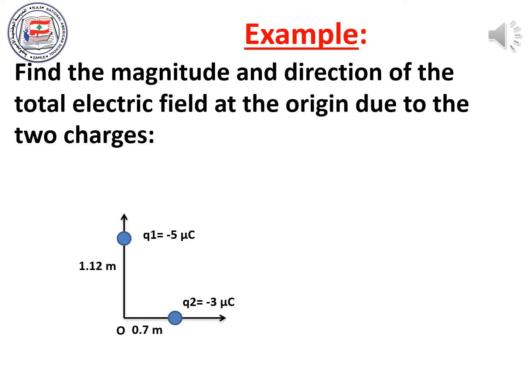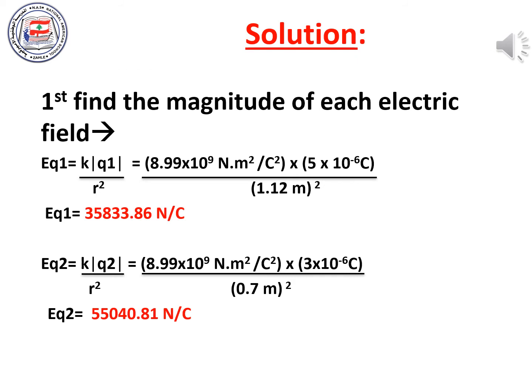Example: find the magnitude and the direction of the total electric field at the origin due to the two charges. Q1 is equal to minus 5 microcoulombs and Q2 is equal to minus 3 microcoulombs. Q2 is 0.7 meters away from the origin and Q1 is 1.12 meters away from the origin. In order to solve such a problem, we need to follow several steps, so please concentrate with me. First, we find the magnitude of each electric field. So we find the magnitude of the individual electric fields.